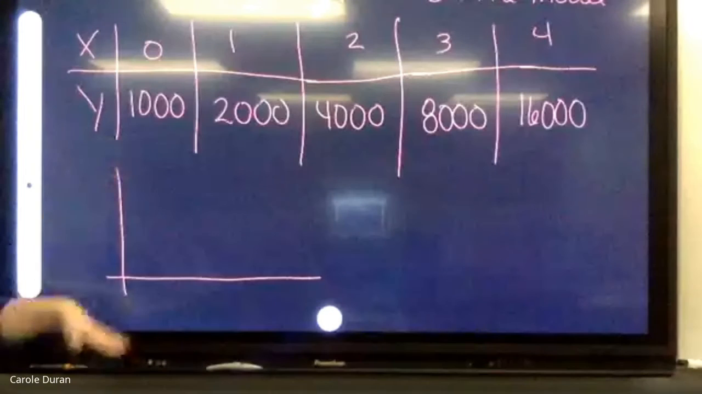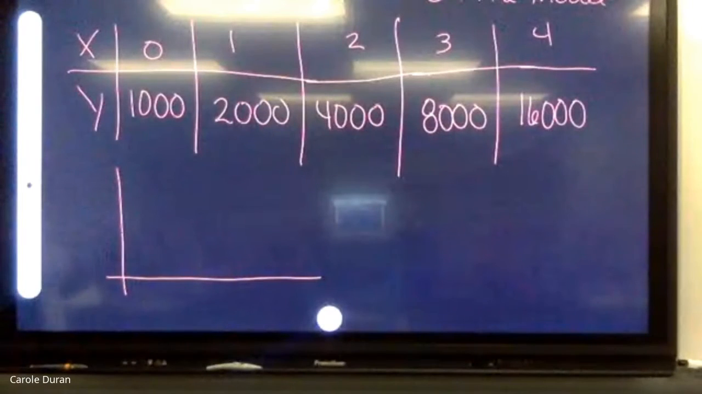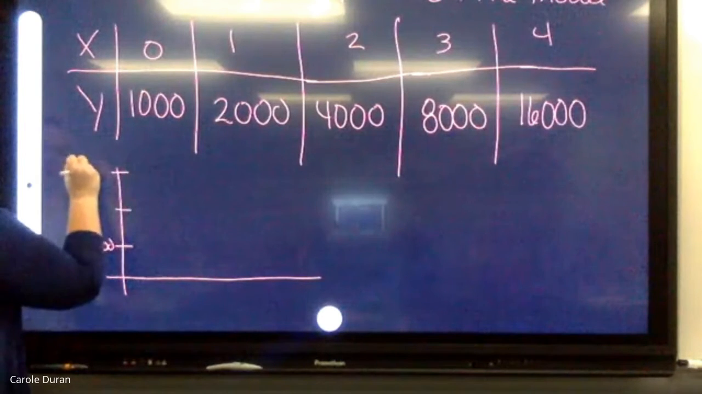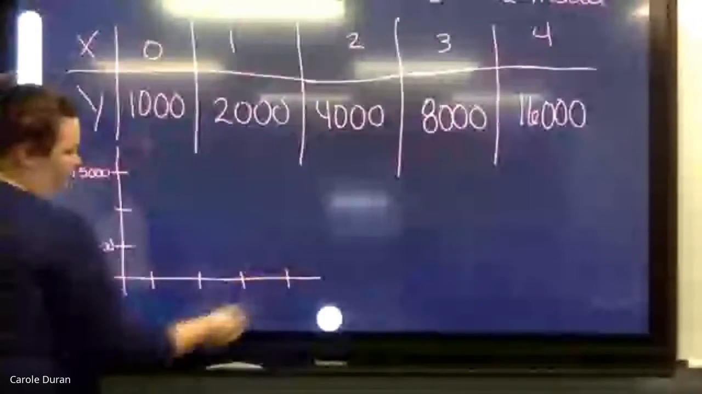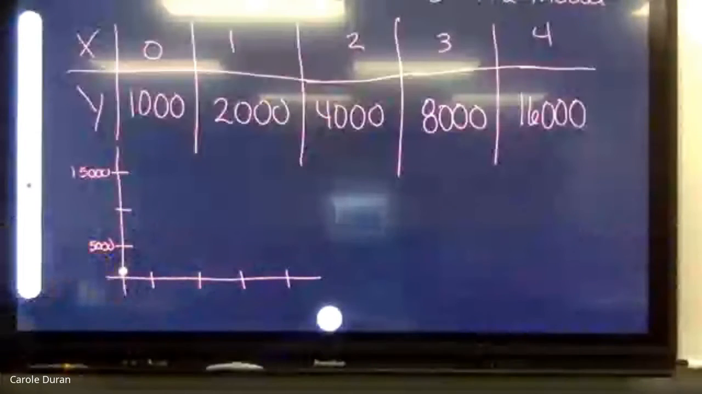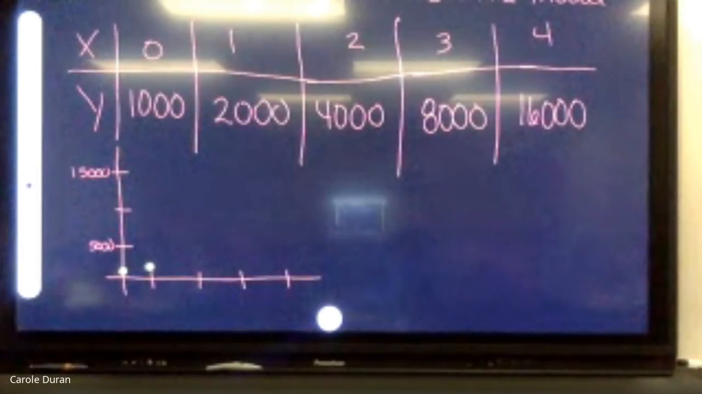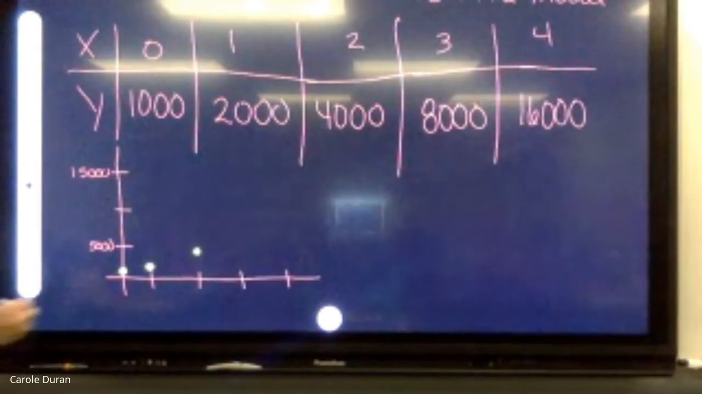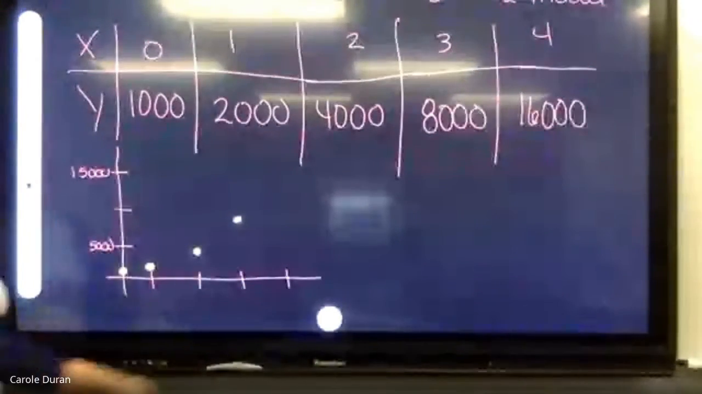Sometimes you might need 1 and 4. It just depends. So I'm going to count by thousands. Or actually, I'm going to count by probably 5,000. That'll be easier, just so I can try and fit this all on the graph. So on day 0, I had 1,000. We'll say that's approximately right there. On day 1, I had 2,000. On day 2, I had 4,000. On day 3, I had 8,000. On day 4, I had 16,000.